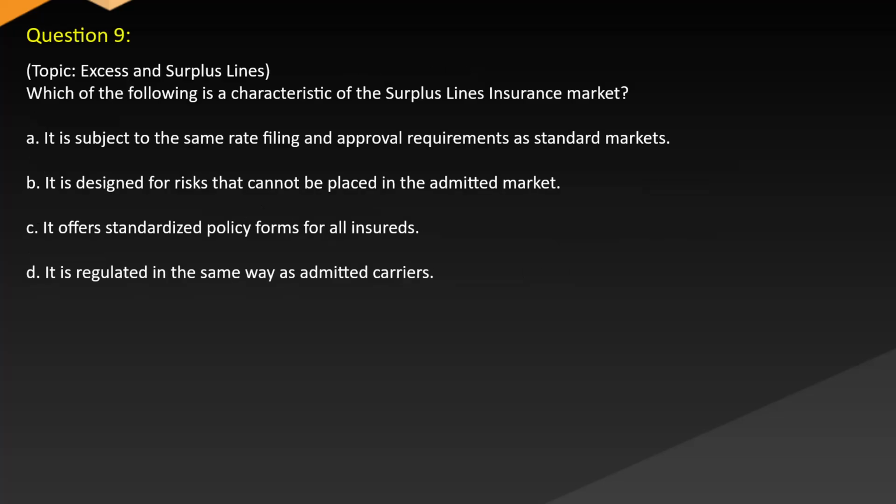Question 9. Topic: excess and surplus lines. Which of the following is a characteristic of the surplus lines insurance market? A. It is subject to the same rate filing and approval requirements as standard markets. B. It is designed for risks that cannot be placed in the admitted market. C. It offers standardized policy forms for all insureds. D. It is regulated in the same way as admitted carriers.